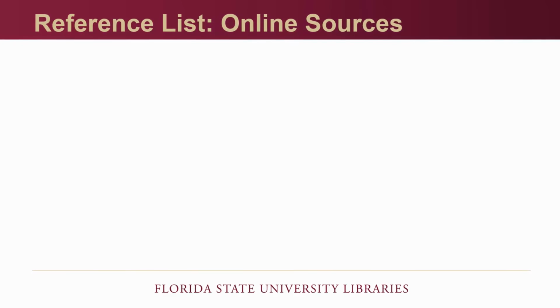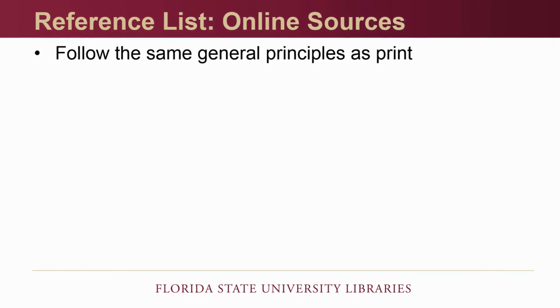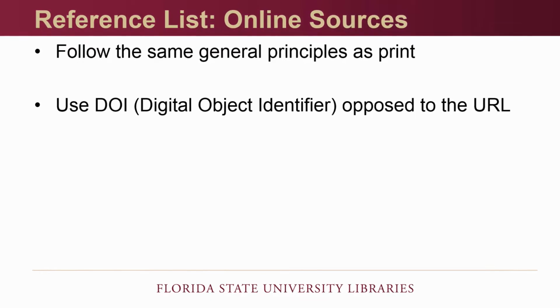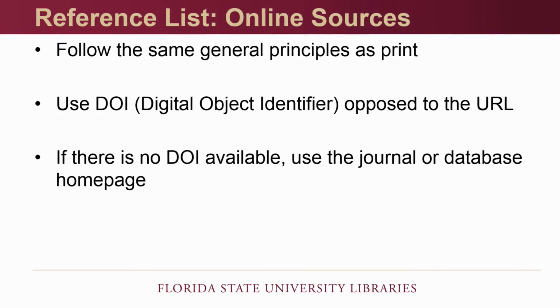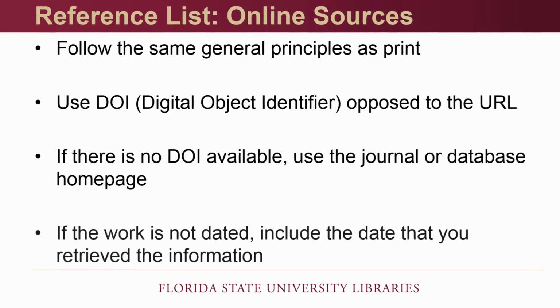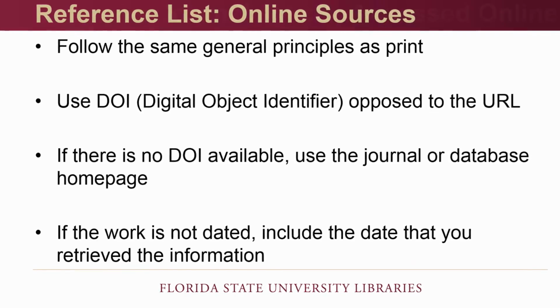For online sources, follow the same general guidelines as print sources. Because the URL of online sources can change, the APA recommends utilizing the Digital Object Identifier, or DOI, as opposed to the URL. If there is no DOI available, include the home page of the journal or database. If the work is not dated, be sure to include the date you retrieved the information.